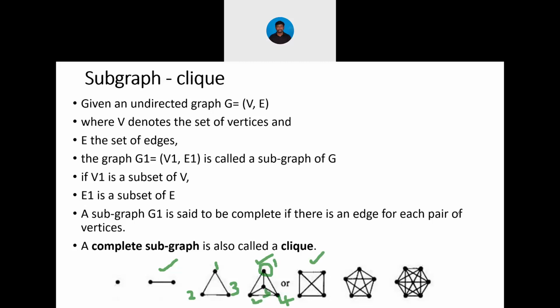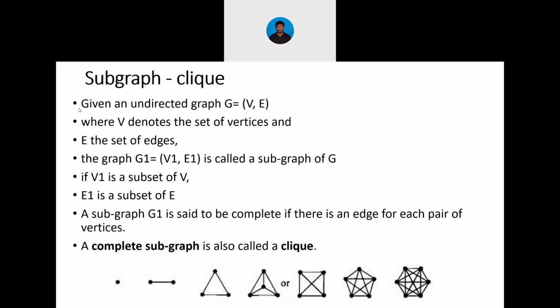If there is an edge for each pair of the vertices present in the subgraph, then that is called a complete subgraph. It is also called a clique. Consider this picture, it is a complete subgraph, also called a clique. So this is how we define the clique. From a graph, we derive a subgraph. What does a complete graph mean? If there is an edge for each pair of the vertices, then we call it a complete graph, and the complete graph is also called a clique.